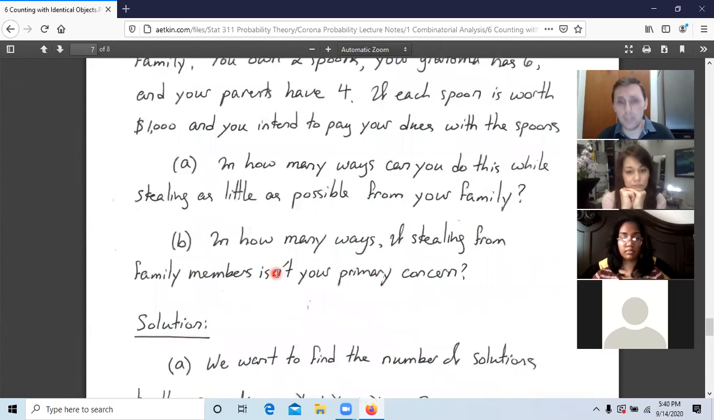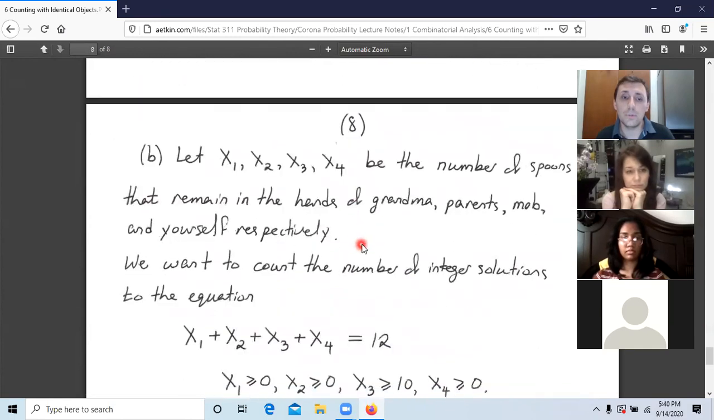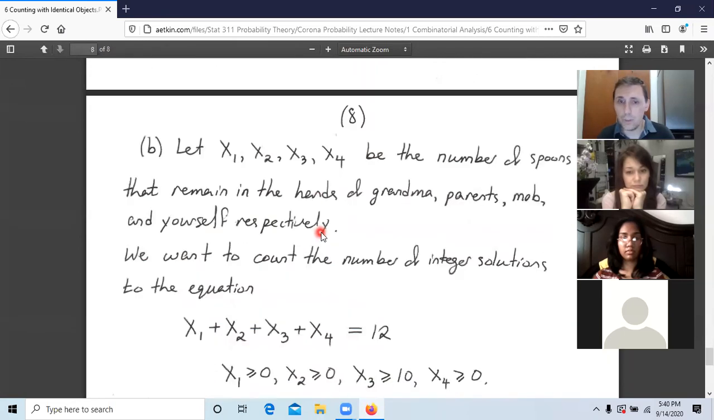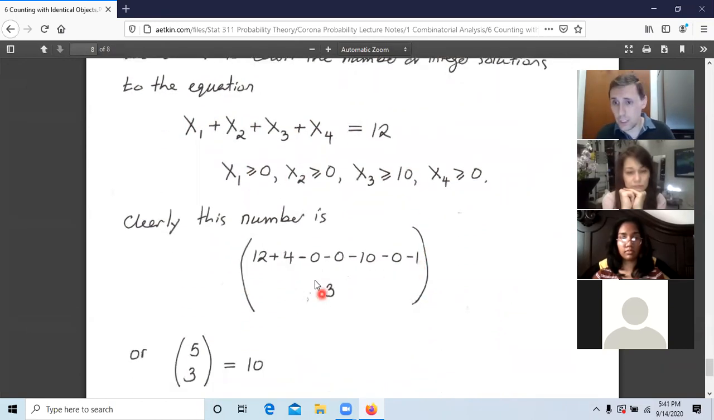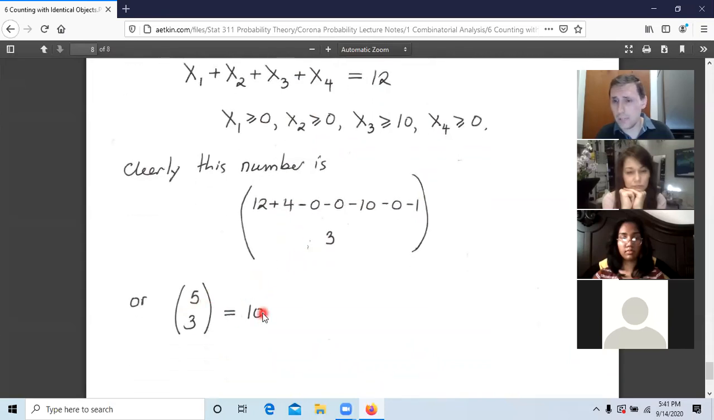And then in the other possibility, let's say we are not very interested in preserving the spoons in the family, which I interpreted to mean that there are four destinies for the spoons. So altogether I have 12 spoons, right? Two that are mine, another 4 and 6. Then X4 is how many spoons I keep for myself. X3 is how many spoons I give to the mafia. I gather all the spoons together and distribute them among all the debtors with those requirements. Based on the generalized way of doing that, it seems that I will have 10 possibilities.